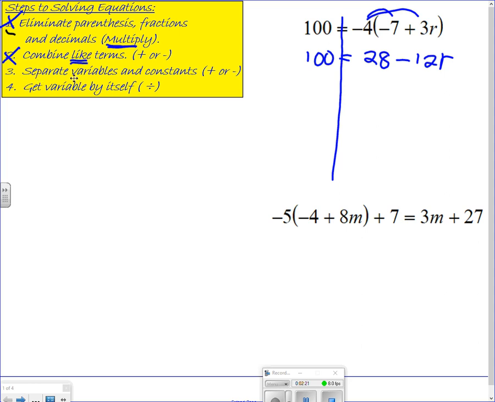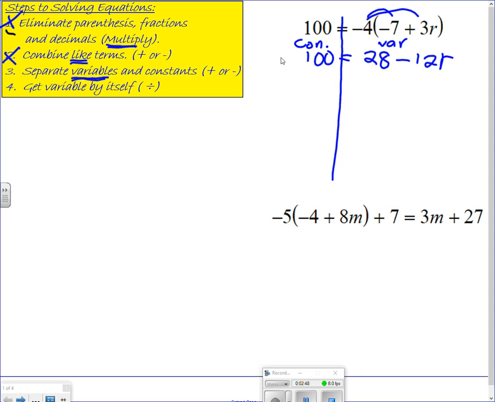Separate variables and constants. The word variable means the letters. So look at the equation they gave you and ask yourself, where is the r? The left side or the right side? The r is on the right, the letter is on the right, so on the right I'm going to put var, and con on the other side. That means constant. Constant means numbers only.